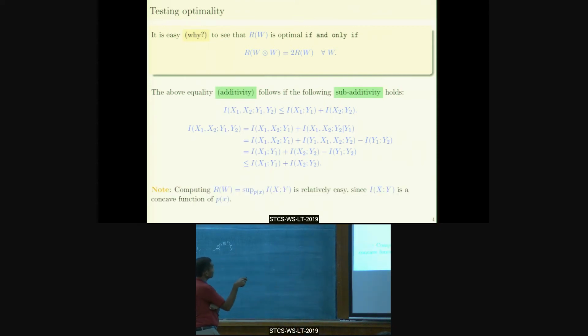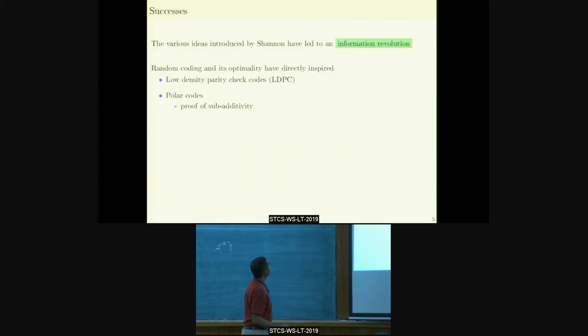On the other hand, computing R of W explicitly is relatively easy because for a fixed channel, I(X;Y) is a concave function of P of X. So it's a concave maximization. So that's also kind of easy. Okay, so this is not too hard. Okay, so that's the point-to-point setting.